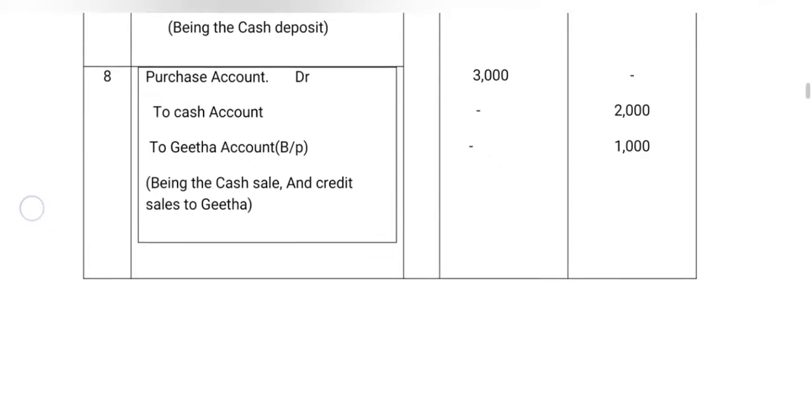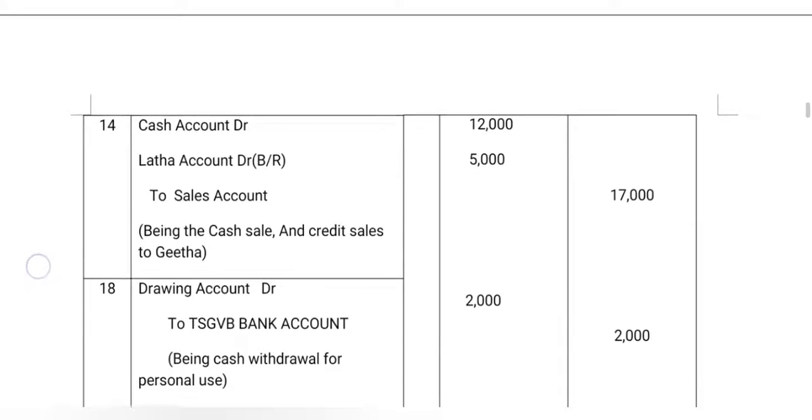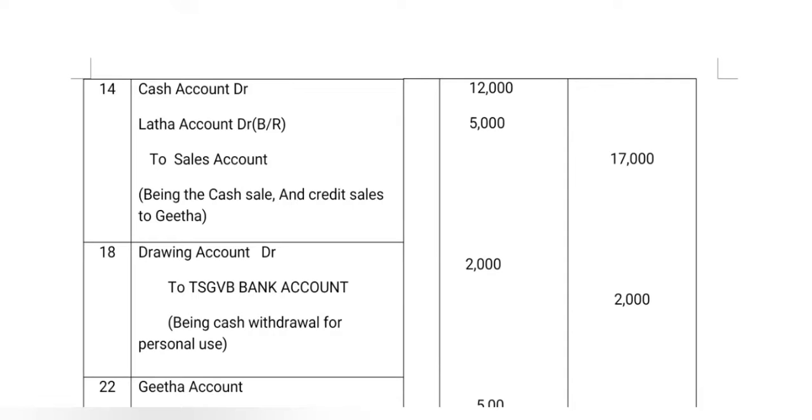Then we go to the double transactions on the 8th, cash purchase and credit purchase. Here the whole purchase amount is 3,000, of which cash is 2,000, and Gita is a credit supplier, that's why we take this style in a single entry. Then we go to cash sales and credit sales. Here the cash account is debit and the sales account is credit, but for credit sales the person's name appears.